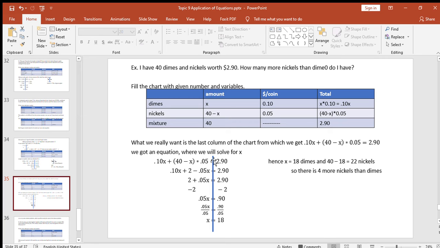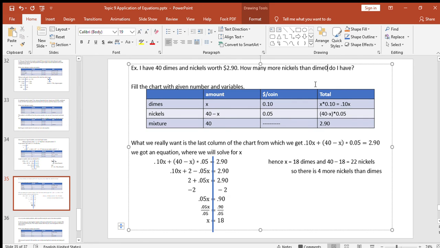In this case, we have 40 dimes and nickels worth 290. How many nickels and dimes do I have? So we're going to fill in the chart. We have dimes, nickels, mixture, and for the mixture we have 40. In this case, we don't need the dollar per coin because it's already given to us. The total for the mixture is 290.